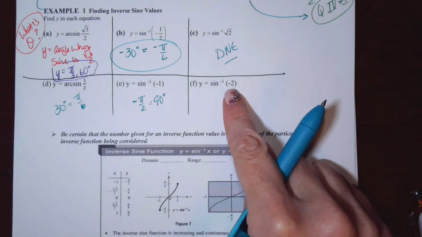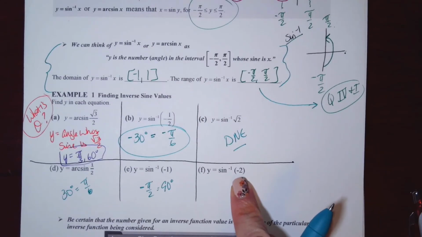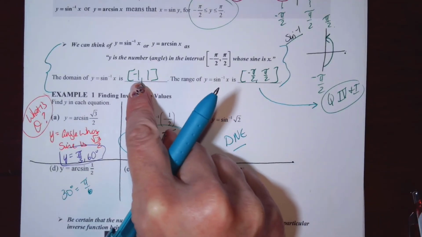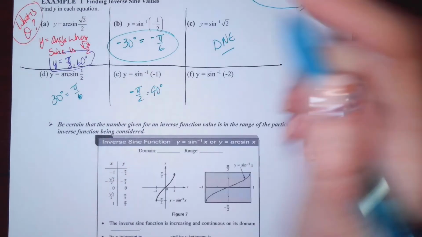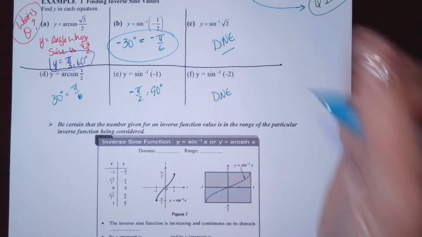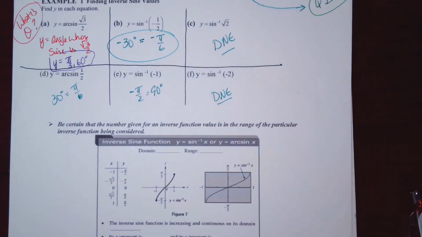Where is my sine function value -2? Sine doesn't go to -2. It falls between -1 and 1, so that is outside my domain. It does not exist. Gives me a domain error.